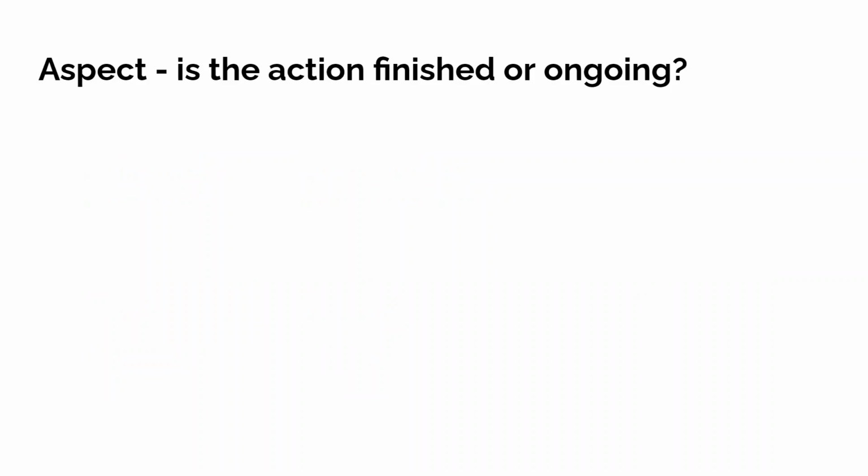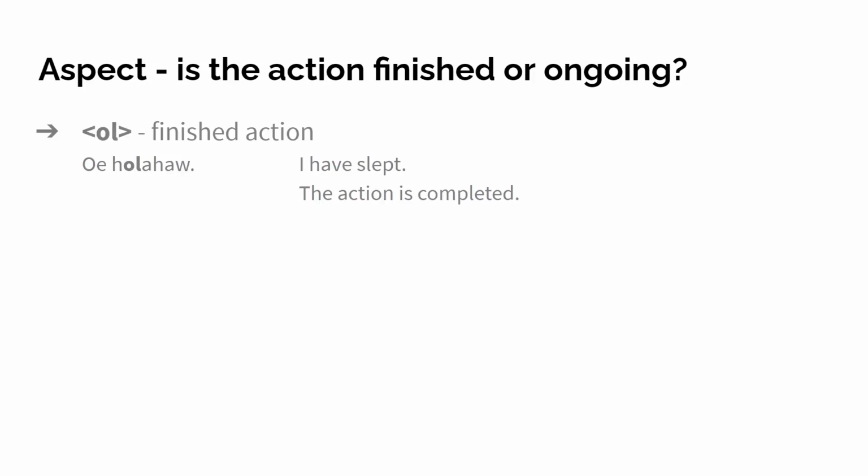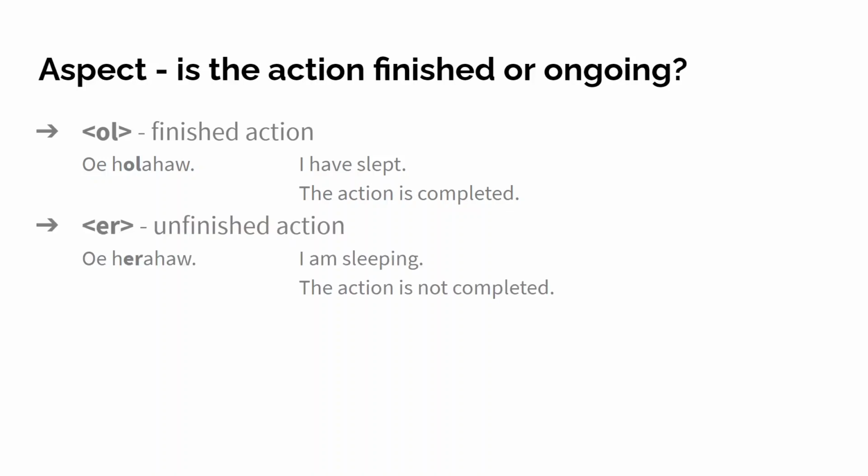So let's talk about aspect. Aspect is something that tells you if an action is finished or ongoing. Let's just look at it. We have ol for the finished action. Oe holahau, I have slept. The action is completed. And er for the unfinished action. Oe herahau, I am sleeping. The action is not completed.